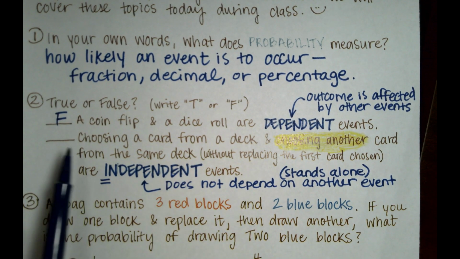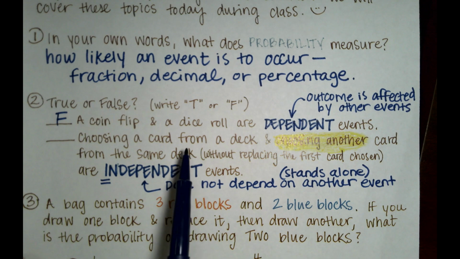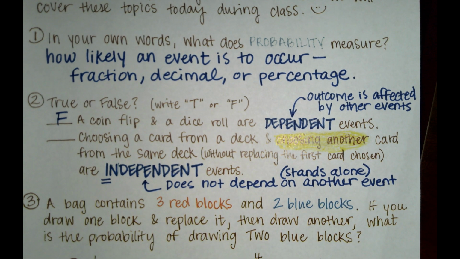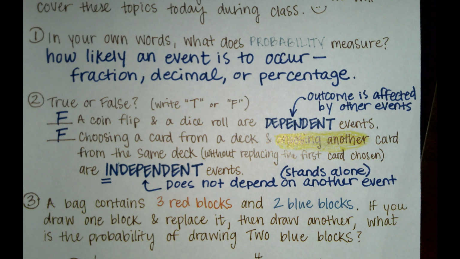The next event I've written is choosing a card from a deck. So if I've got a deck of 52 cards and I pull one out, and then I choose another card from the same deck without putting that first card back. I said that these are independent events. They don't affect the likelihood of each other. What do you think? Is that true or false? That's also false. So let me grab, I have a deck of cards and I'll show you how that affects each other. Where's my card deck? It's actually right here.